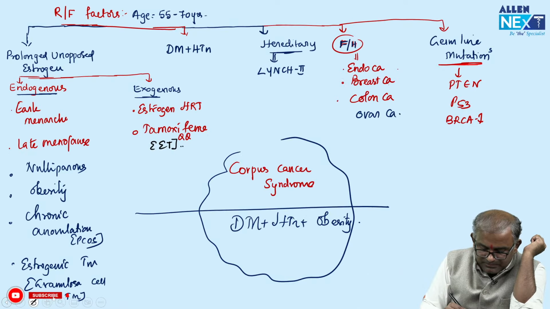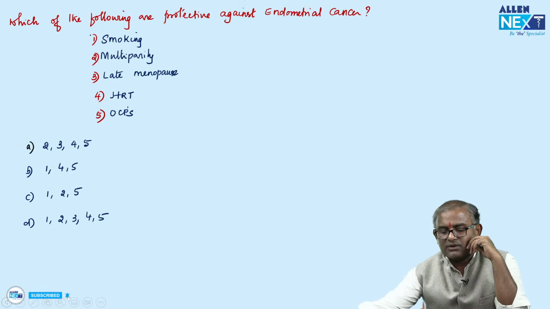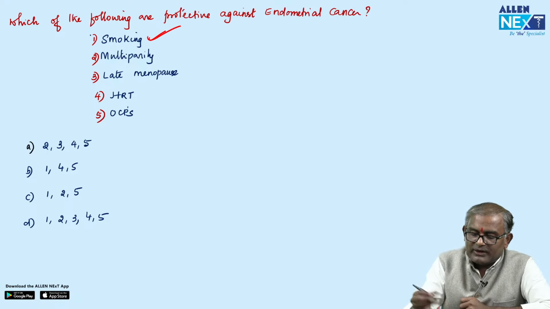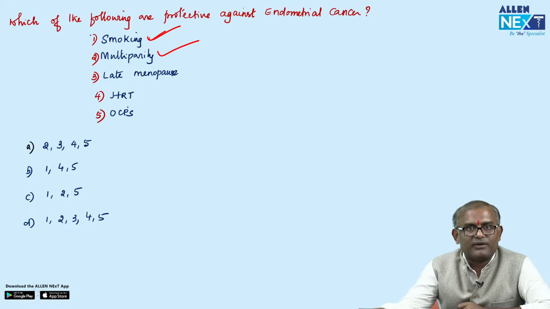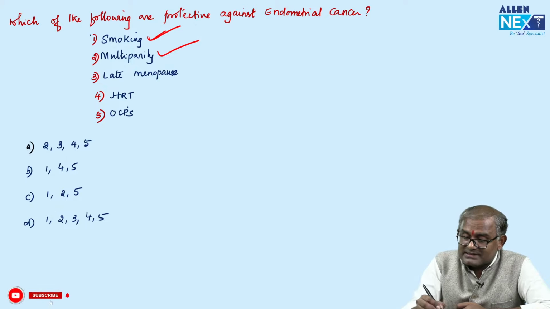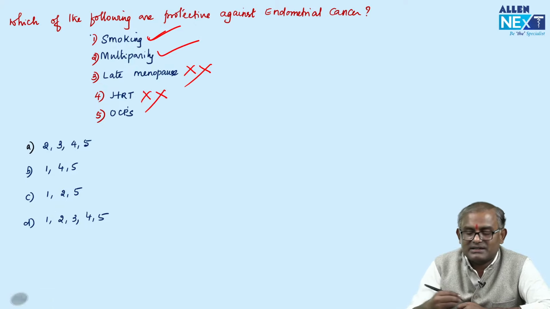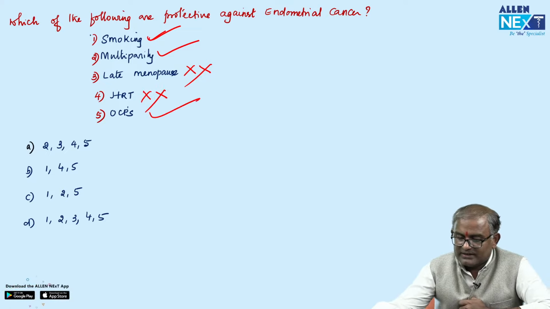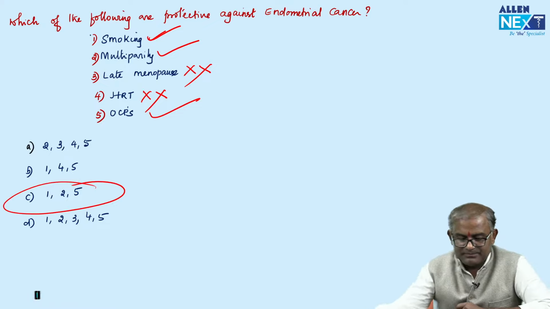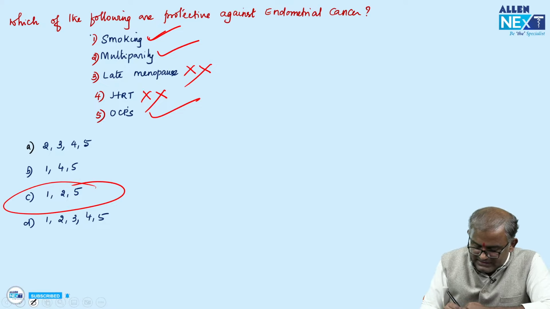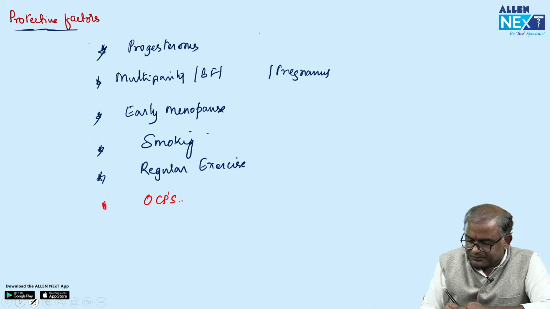Come back to the question. Which of the following are protective against endometrial cancer? Smoking, definitely it's a protective factor. Multiparity is a protective factor. Late menopause is a risk factor. HRT is a risk factor. OCPs is a protective factor. So it is 1, 2 and 5. That is option C. Yes, I think this question is clear.